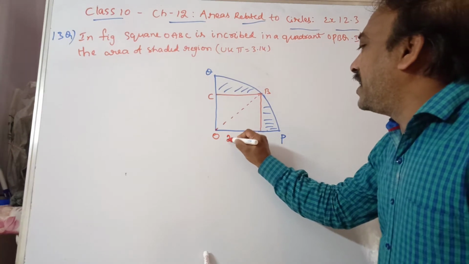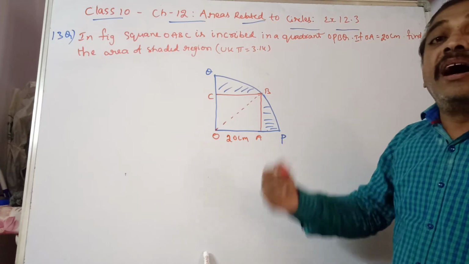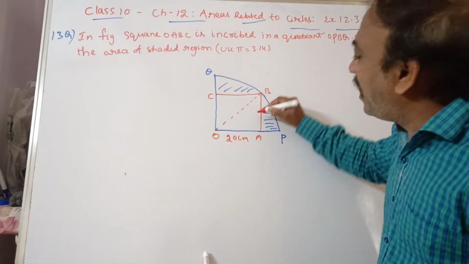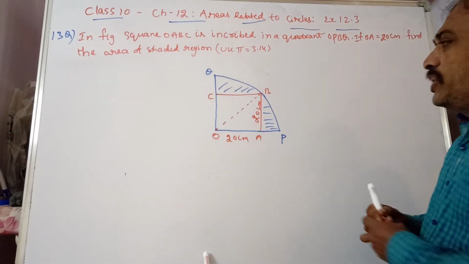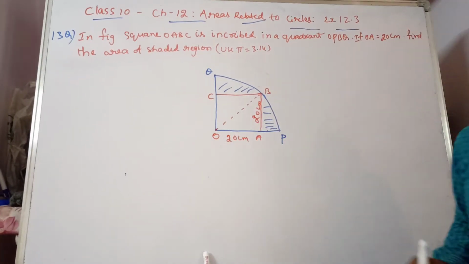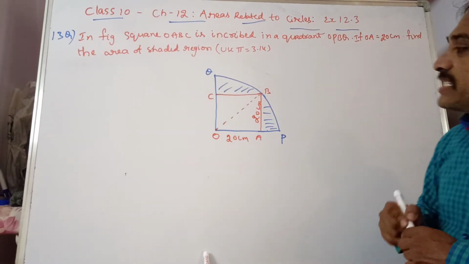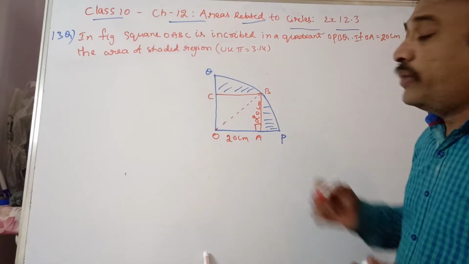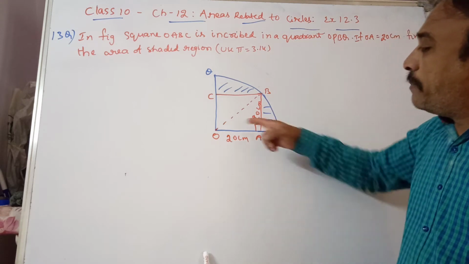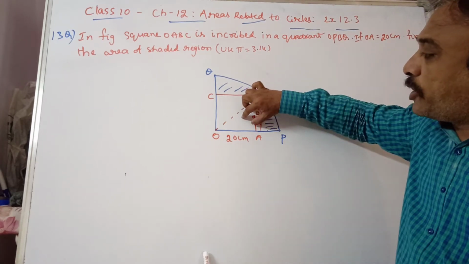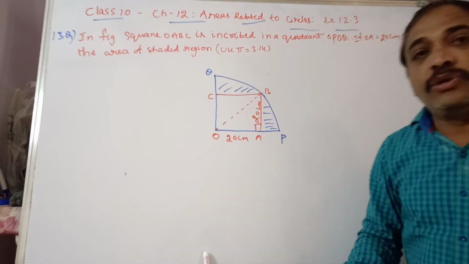OA is 20 centimeters, given, and in a square all sides are equal, so this side is also 20 centimeters. What do you call OB for the square? The diagonal. We can use the concept that the diagonal is root 2 times its side, or apply the Pythagoras property in the right triangle OAB to find the OB length.